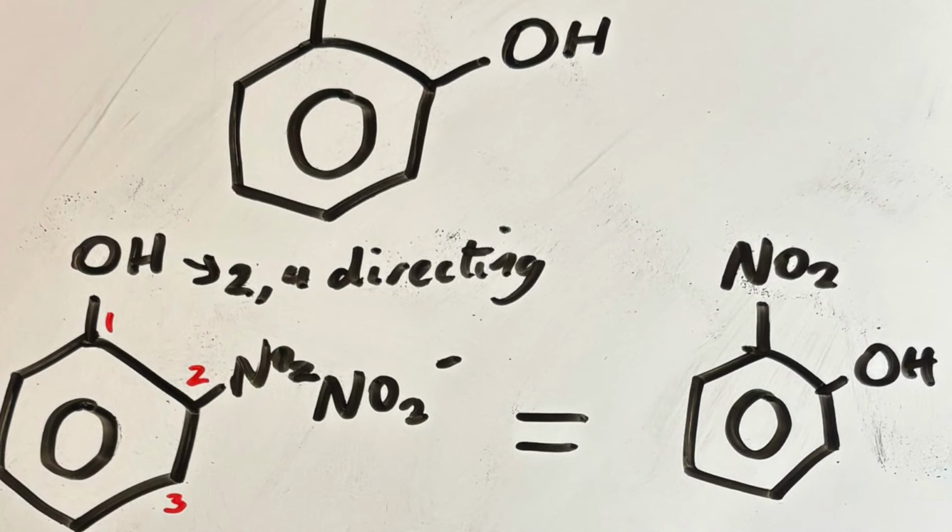Whereas if we start with phenol, which is 2,4-directing, then we get that product. Although it's important to remember that you only get 50% yield because phenol is 2,4-directing. So some of the product, we're going to guess about 50%, is going to be what we're looking for, and then the other 50% is going to be 4-nitrophenol.